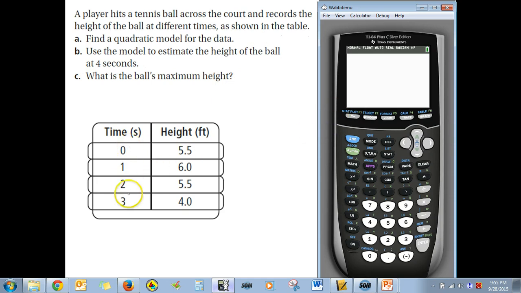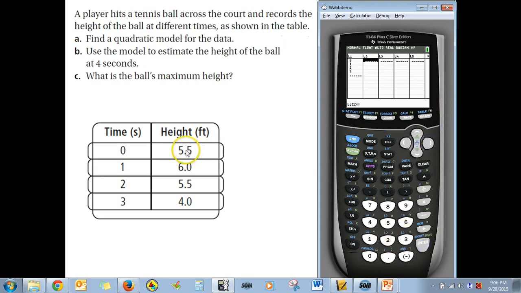So what I want to do is put these two lists into my calculator: my list of inputs, my list of outputs. So that is under Stat, and then Edit. And this takes me to the place where I can enter my lists. So for list 1, I'm going to do this column. 0, 1, 2, 3.